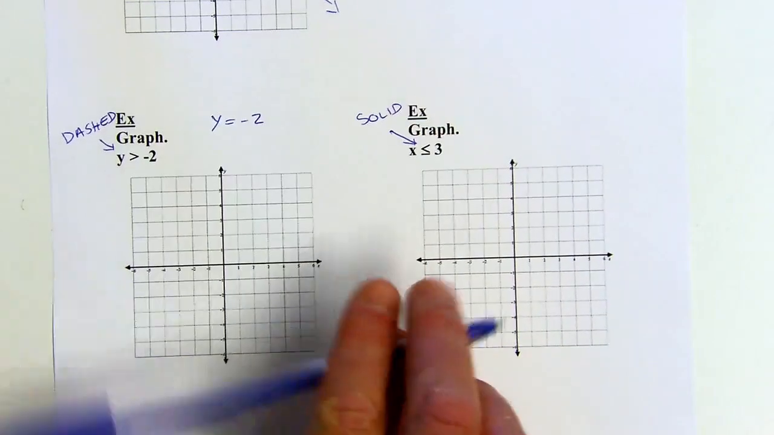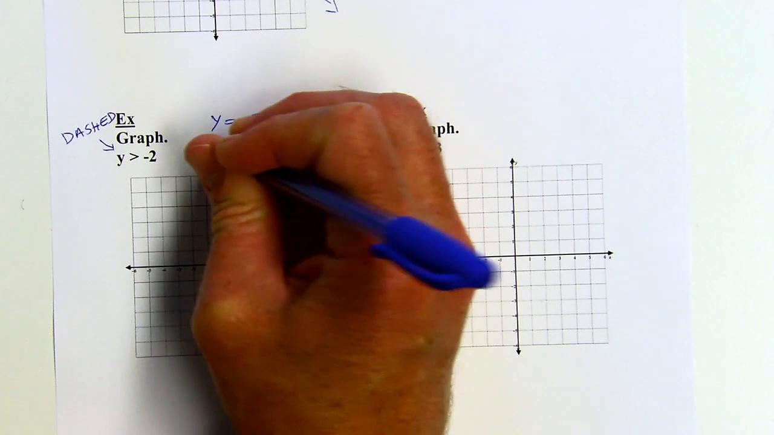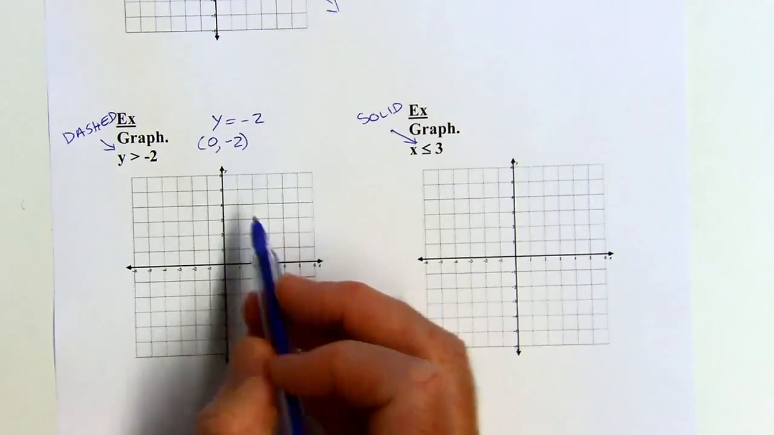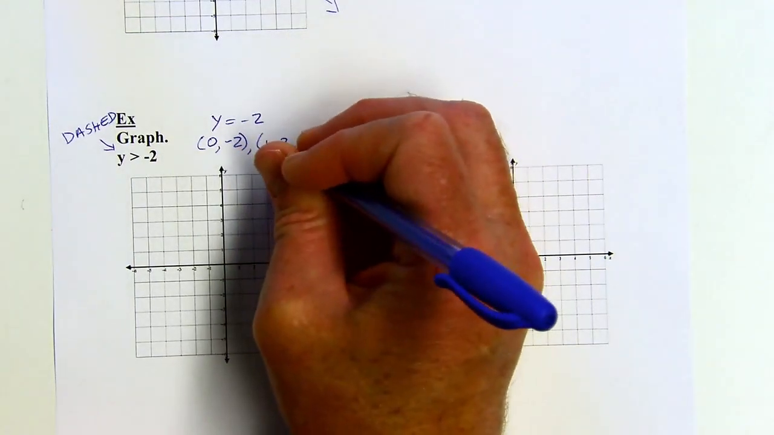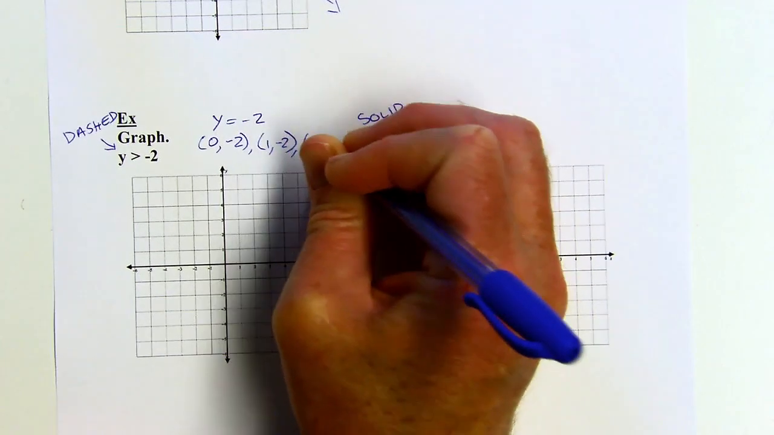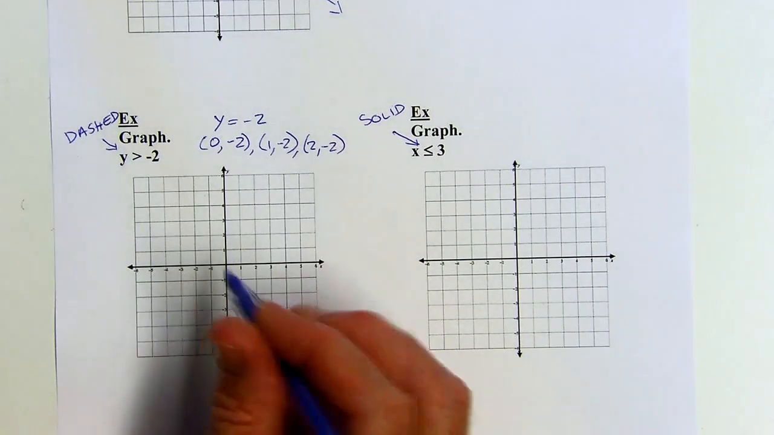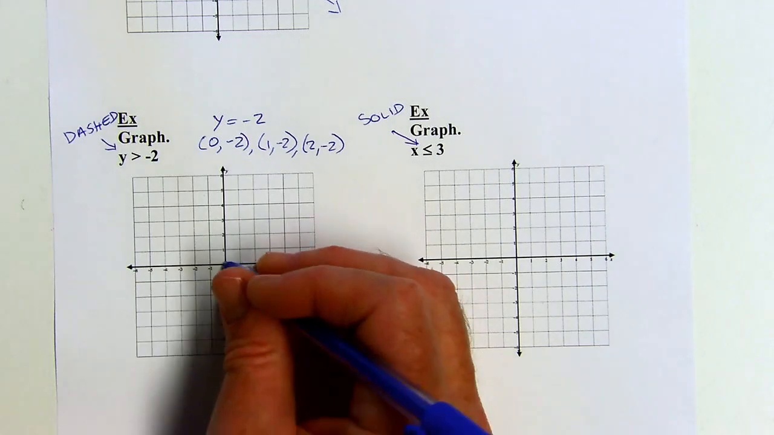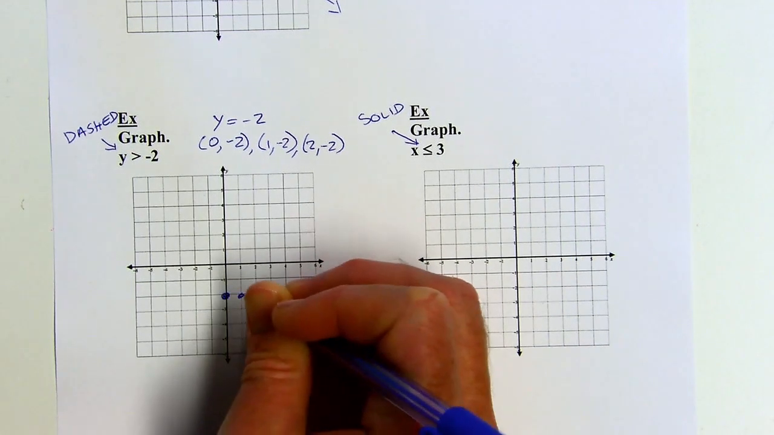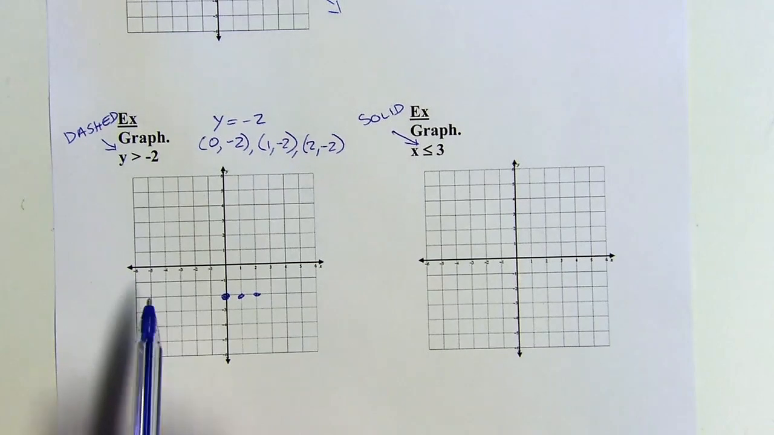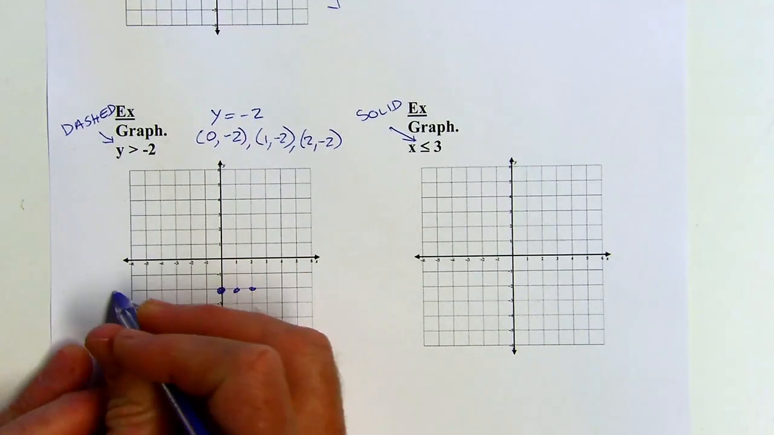So if you're not sure if it's horizontal or vertical, what you can do is make up a few different points that have a y coordinate of -2. You can put anything you want in for x. I'll just keep it simple for the x's. I did 0, 1, and 2. So let's plot those points. I got 0, -2, 0 to the right, 2 down. I got 1, -2, 2, -2, and pretty quickly I can see that this is going to be a horizontal line. Okay, now I want to make that dashed.